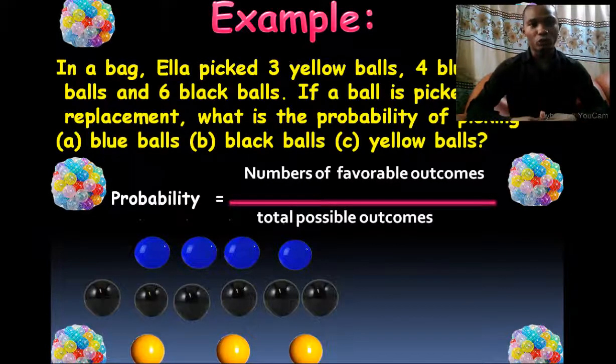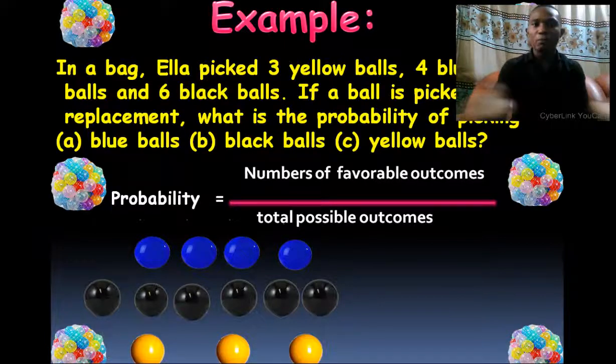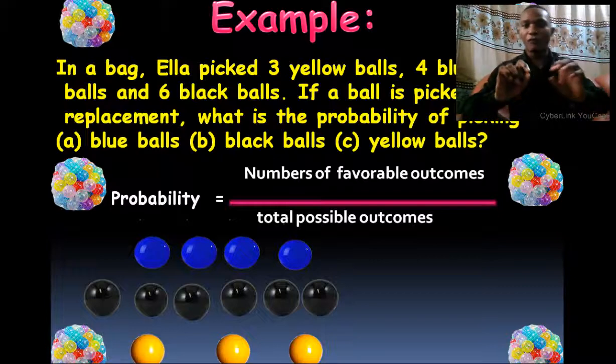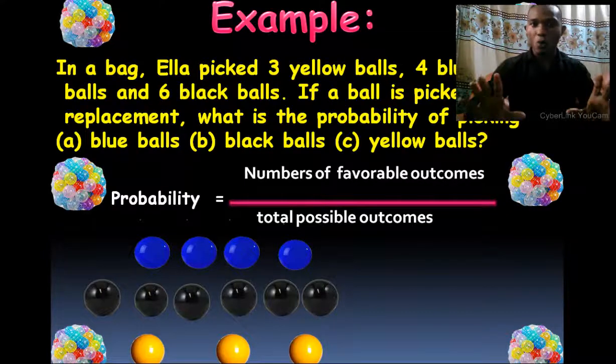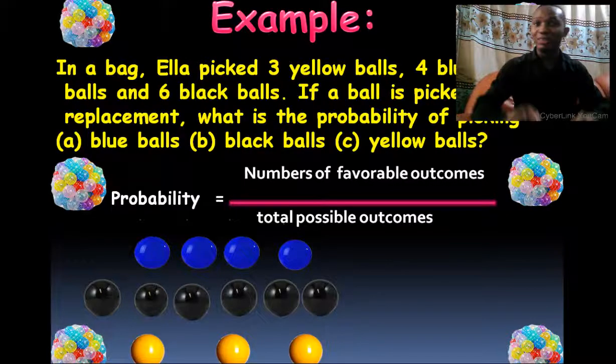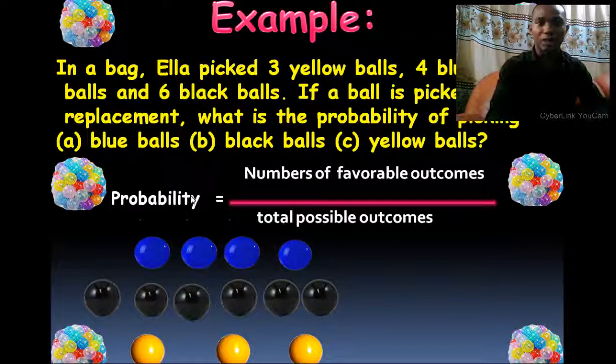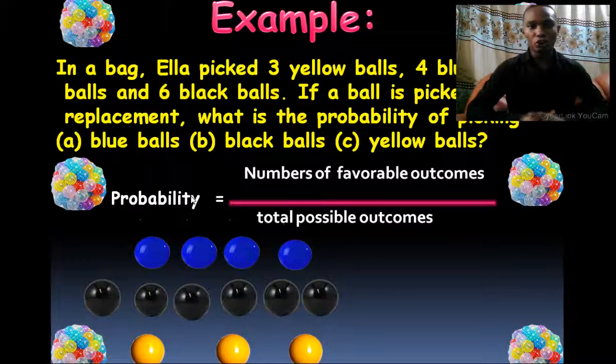Probability is equal to the number of favorable outcomes divided by the total possible outcomes. What's the probability of picking blue balls? How many blue balls do we have? 4. Then the number of favorable outcomes for blue balls is 4. The total possible outcomes means the total number of balls we have. Let's count: 1, 2, 3, 4, 5, 6, 7, 8, 9, 10, 11, 12, 13. Then we have 13 balls in all.